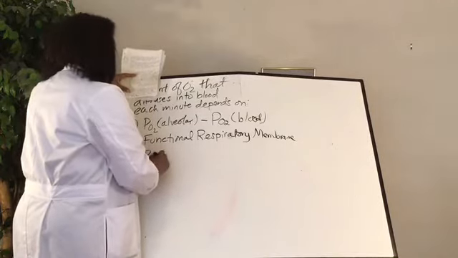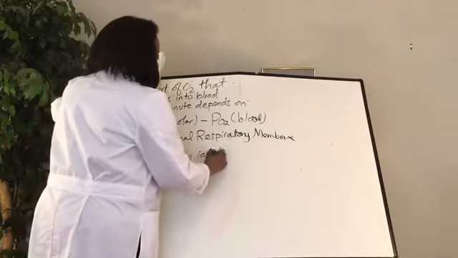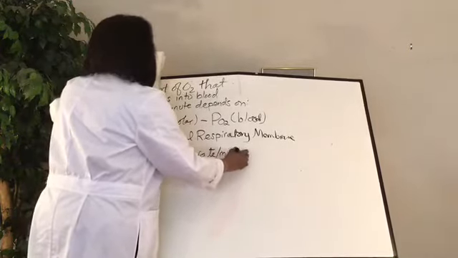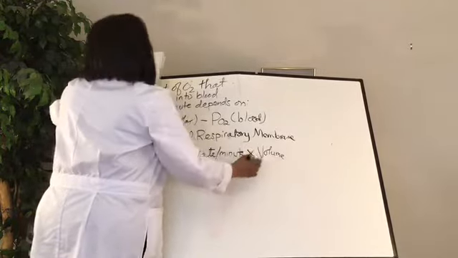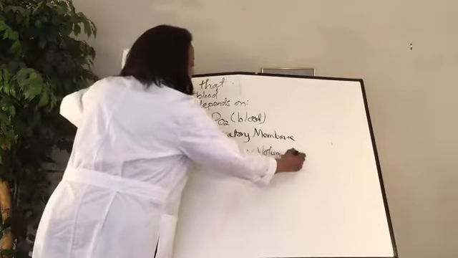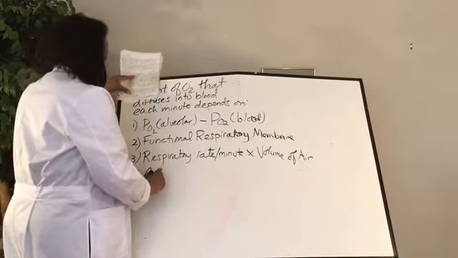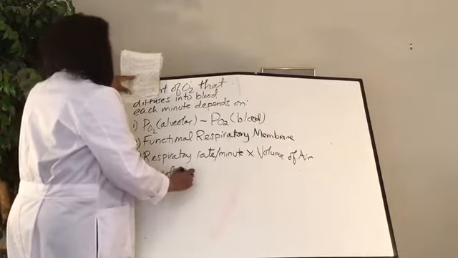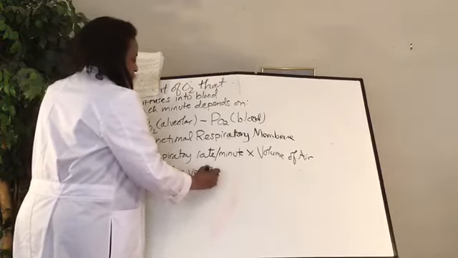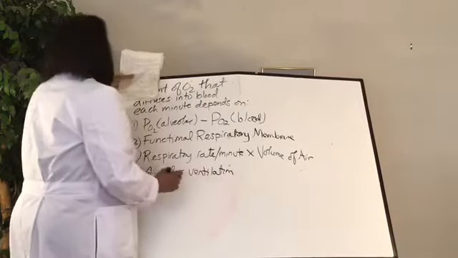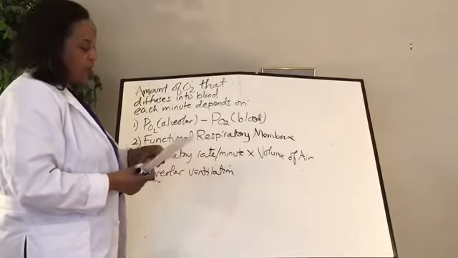This third thing is the respiratory rate per minute times the volume of air. Okay? And then the fourth thing will be alveolar ventilation. Make sure that's right. All right. So let's kind of look at these and see what we come up with.